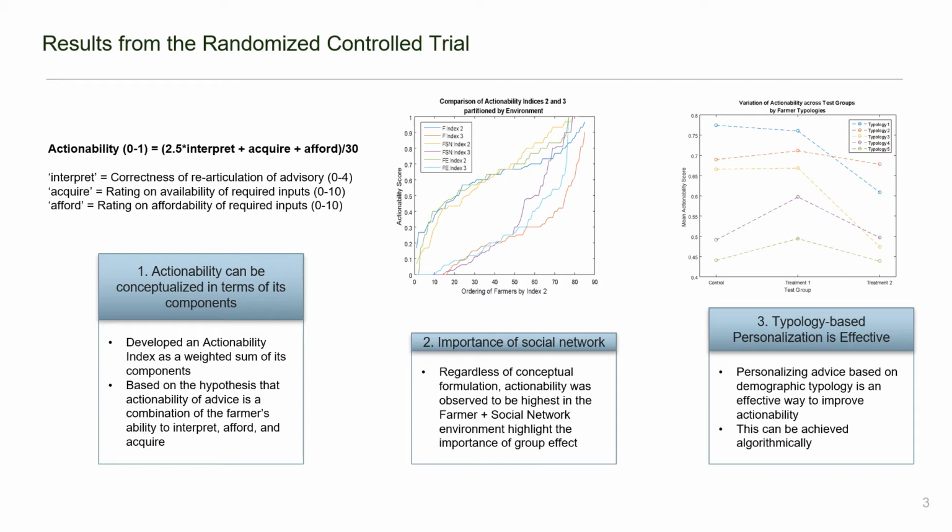The first is related to the importance of the farmer's social network. We found that group-based advisory dissemination, which mirrors the natural social order of these communities, will allow for maximal user engagement with the system. Second, more is not always better. We found that too much information can actually be detrimental to a user's ability to interpret and benefit from the soil health advisory. And finally, personalizing advice based on demographic typology is one of the most effective ways to improve actionability, and this can be achieved algorithmically. This third point forms the basis of our second field experiment that Nikhil will now talk about.